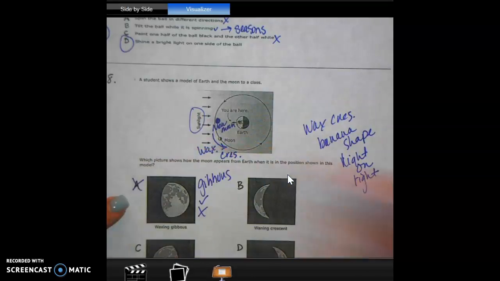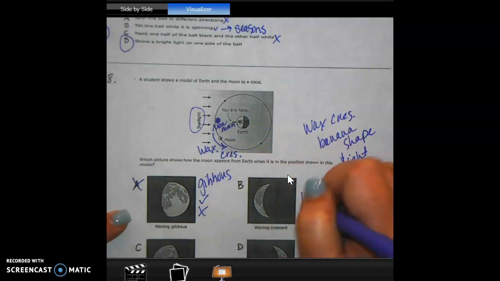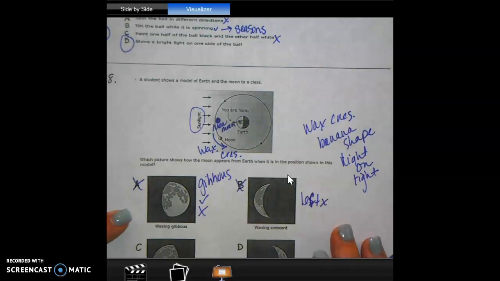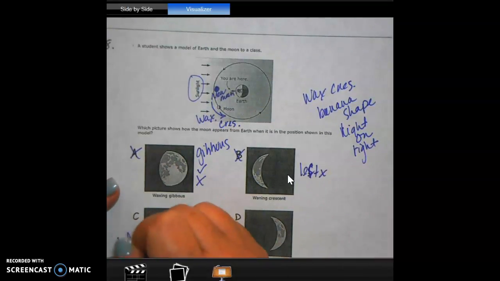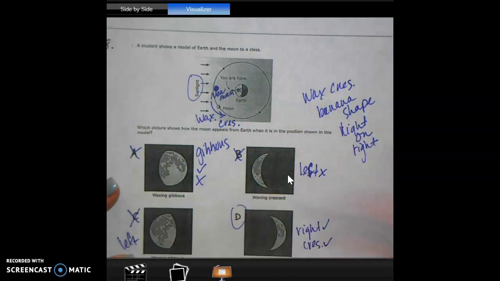not a crescent. B, we've got the light on the left. The light's on the left. The light on the left is incorrect. We need the light on the right. Waning gibbous, the light is on the left over here, and it's a gibbous. It's not a crescent. So here we have the light on the right. That's correct, and it is a crescent shape, so that's correct. So D is our best answer.